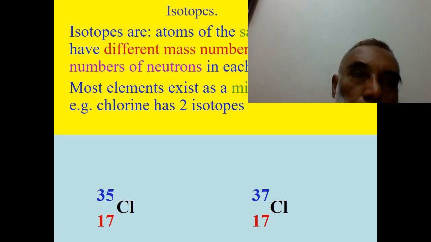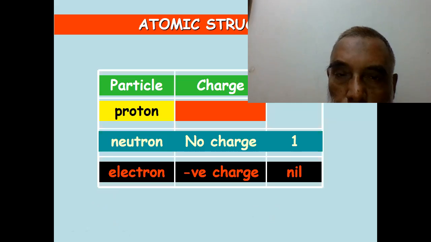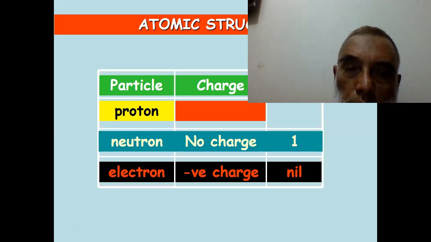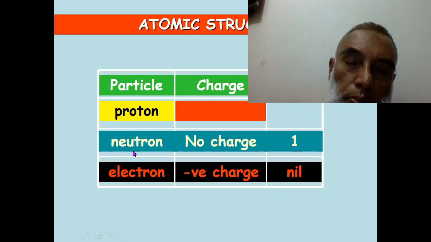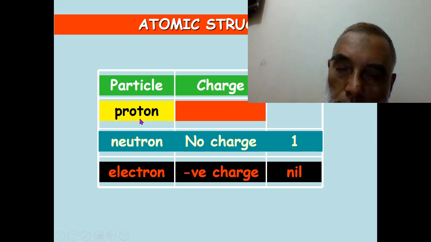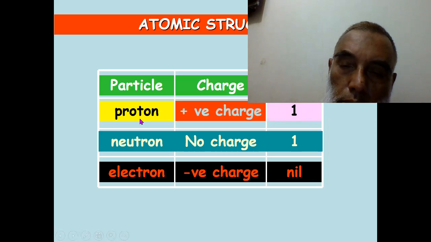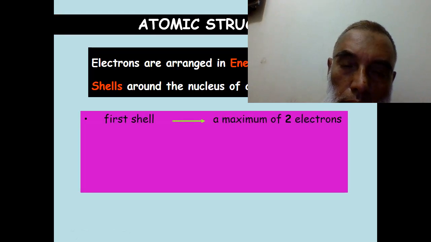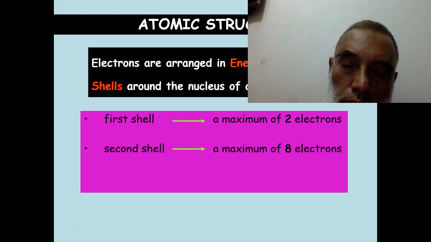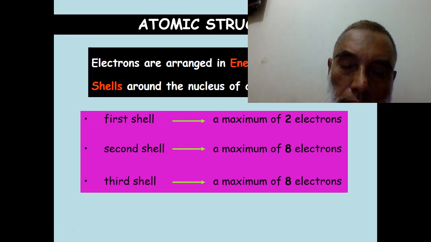Now, regarding the subatomic particles, proton has one positive charge, neutron has no charge, electron has one negative charge. The first shell contains a maximum of 2 electrons, the second shell contains a maximum of 8 electrons, and the third shell also contains 8 electrons.